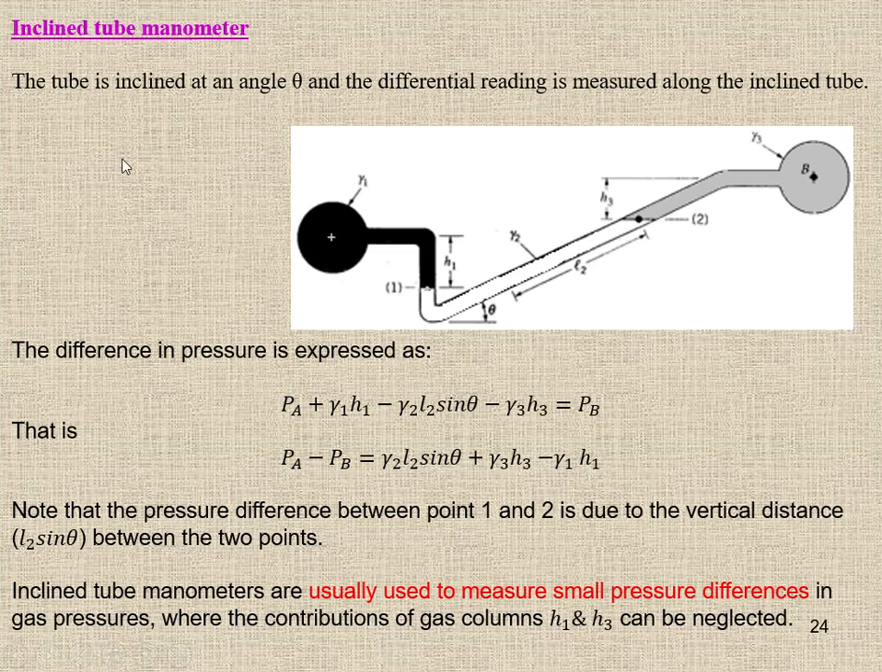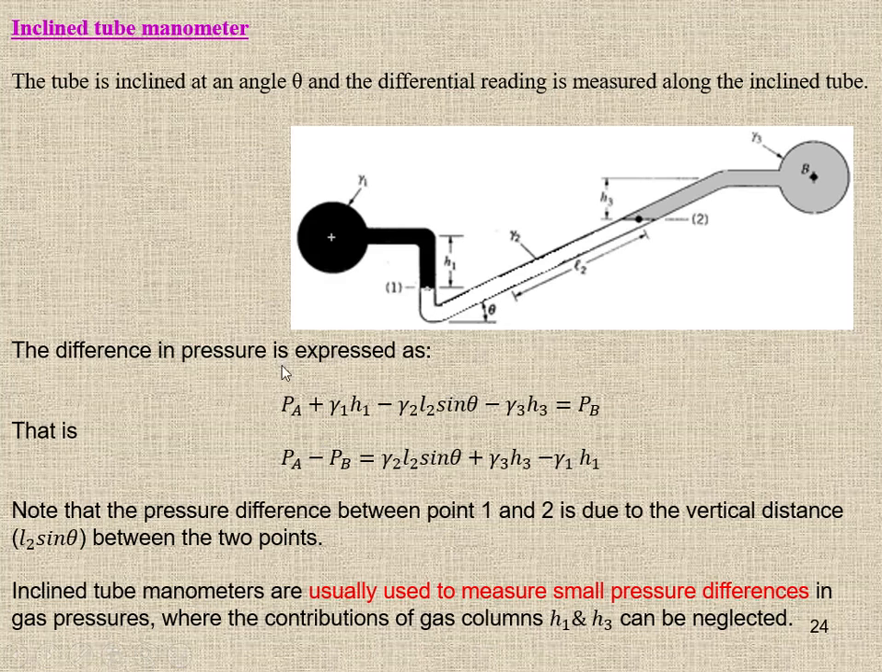What is the application of the inclined tube manometer, and how do we measure the pressure by using it? The tube is inclined at an angle of theta, and the differential reading is measured along the inclined tube. So this inclined tube manometer is used to measure the pressure difference. So how do we measure the pressure? This is the manometric fluid, this is the manometric fluid.